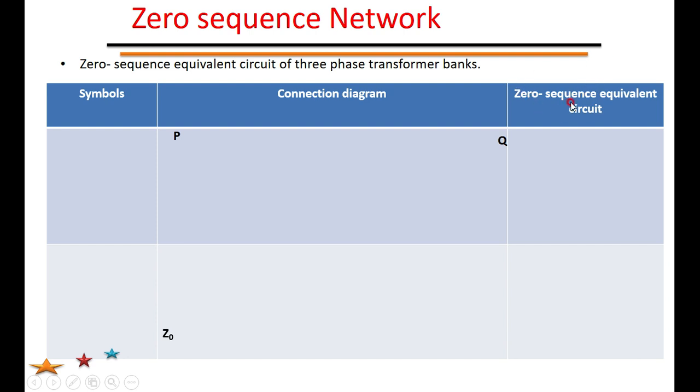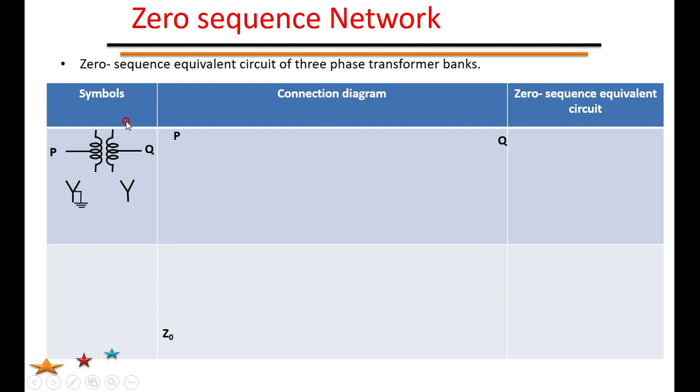And the third one is how we are representing the zero sequence network on a per phase basis. These are the three things I am categorizing here: the symbol, how we are representing it in the single line diagram, how exactly it is connected in the three-phase circuit, and how it is represented on a per phase basis.